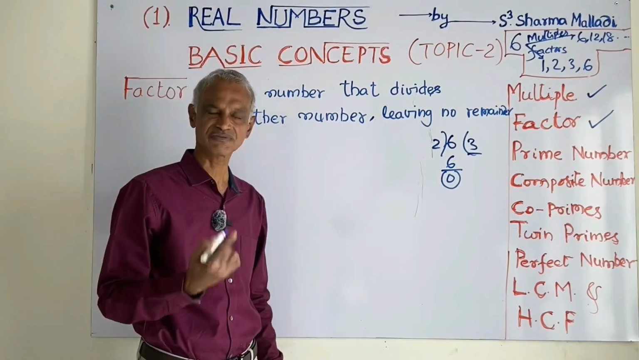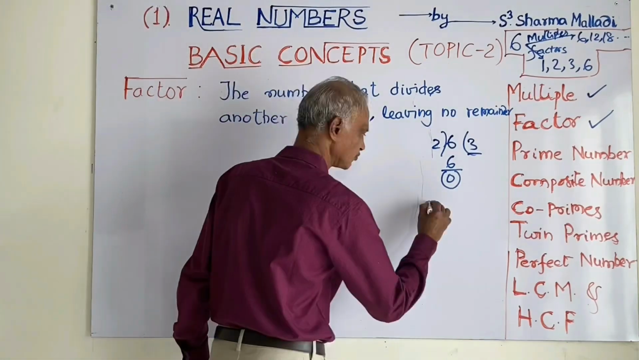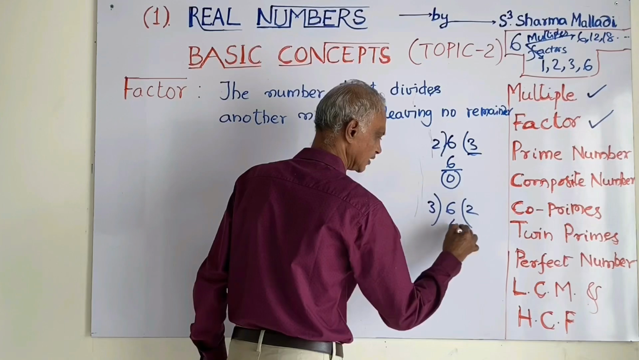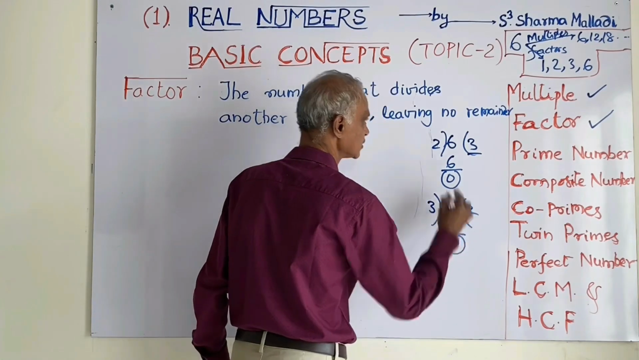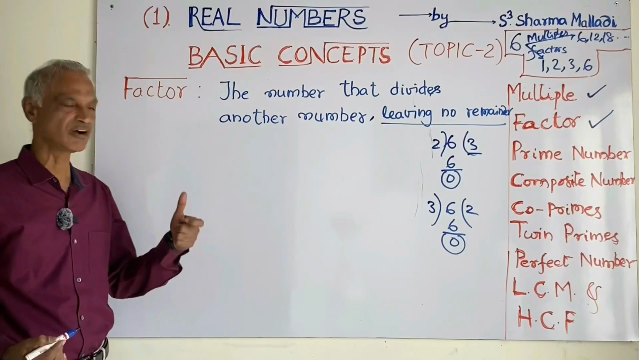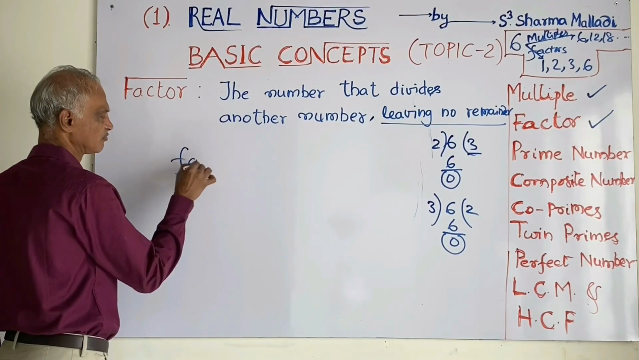2 is a factor of 6 and 3 is also a factor of 6, because if you divide 6 by 3, you get remainder 0, meaning leaving no remainder. Then 3 is a factor of 6. We will write the factors of 6. What are the factors of 6?